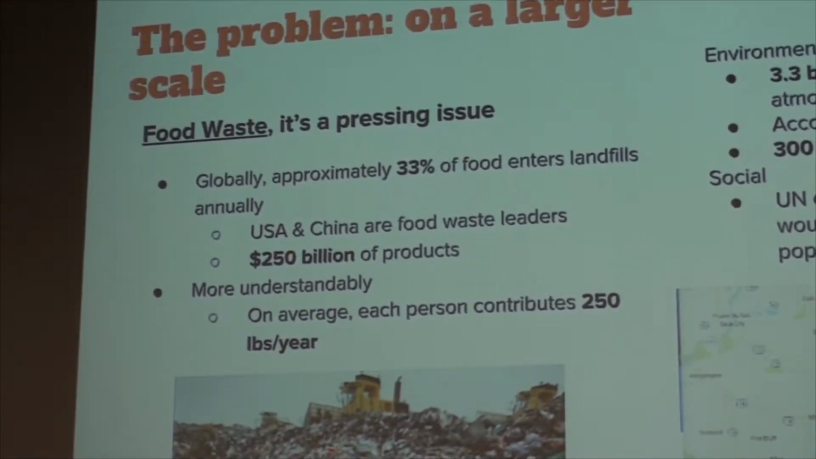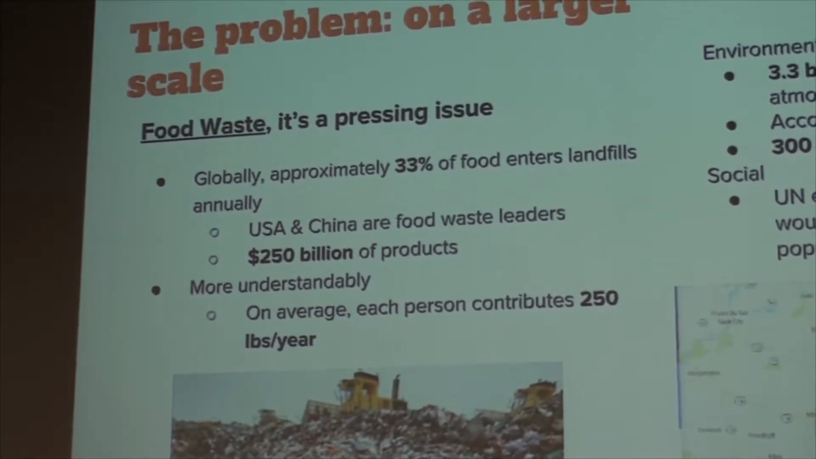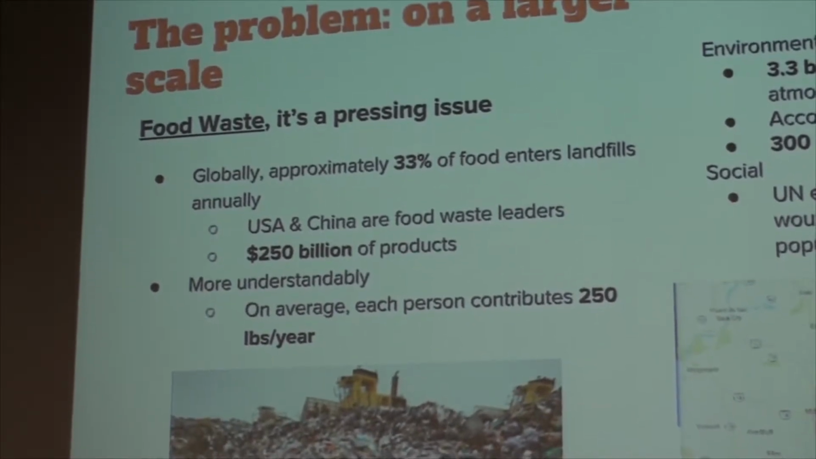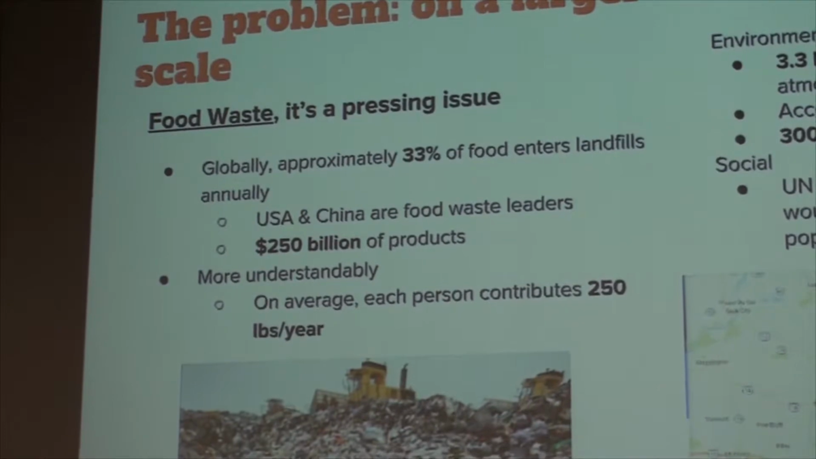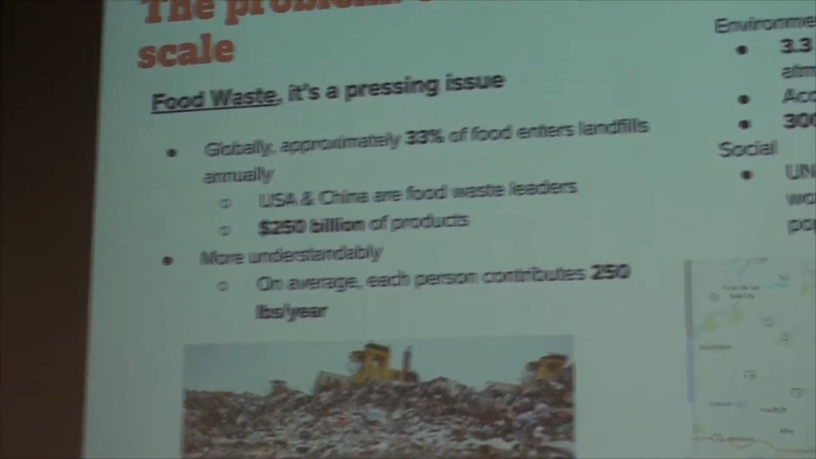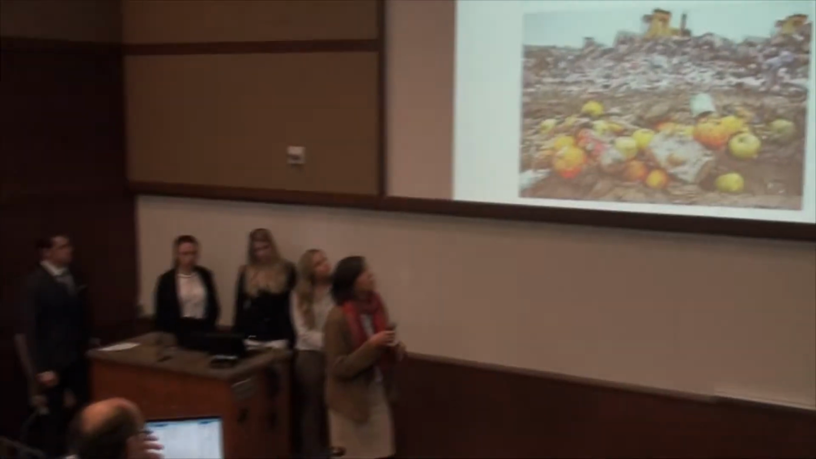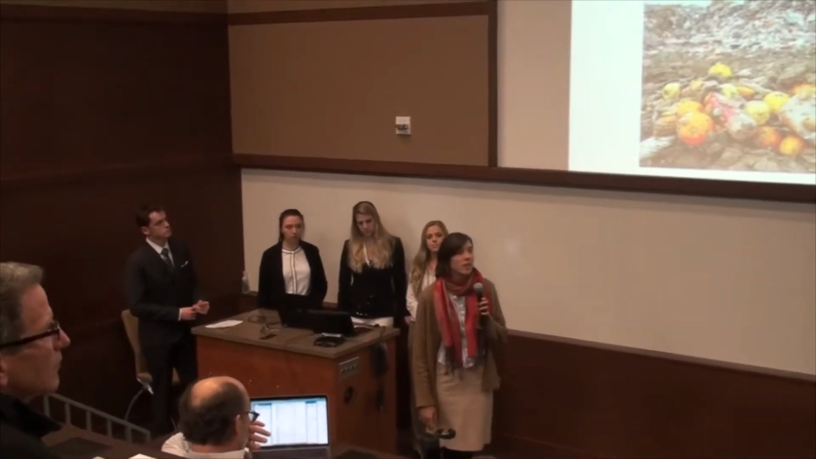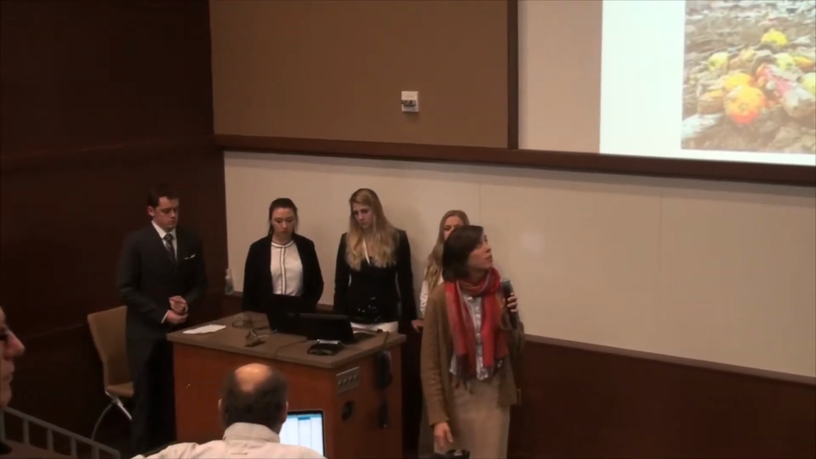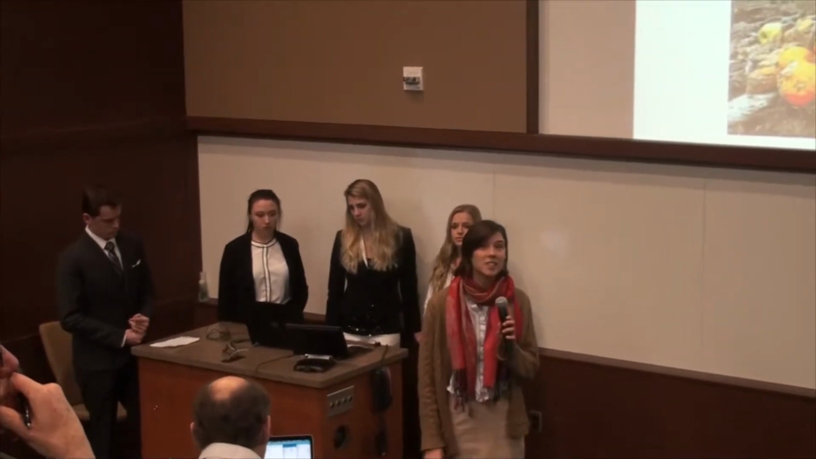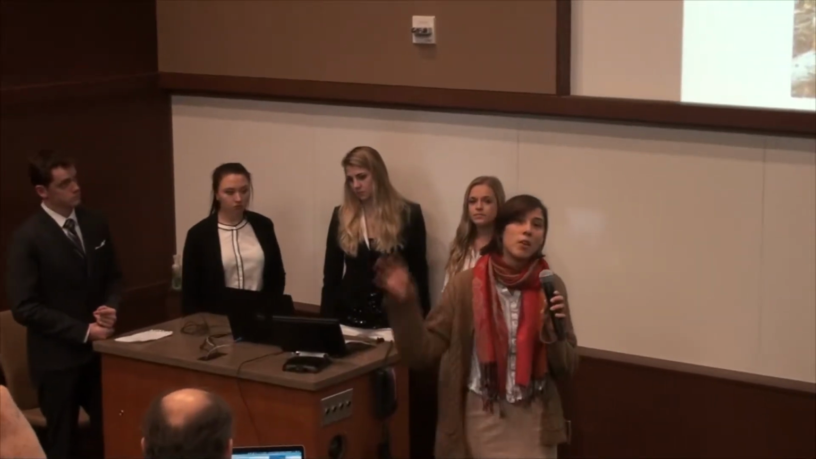To bring it into a more understandable term, it's about 250 pounds per year per person. So every one of us, on average, is generating approximately that much food waste. The consequences are pretty extensive. Environmentally, that's about 33 billion tons of greenhouse gases. That ranges from the production side of it all the way to the consumer throwing it into the landfill.